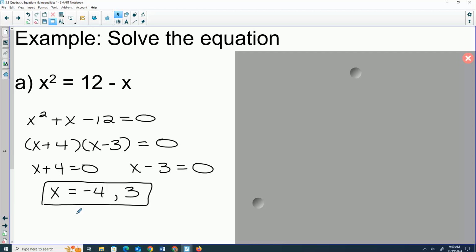Can we check our answers on these? Yeah, just plug them in. Negative 4 squared is 16. 12 minus negative 4 is 16. 3 squared is 9, 12 minus 3 is 9. So we can see they both work when we plug them back in.